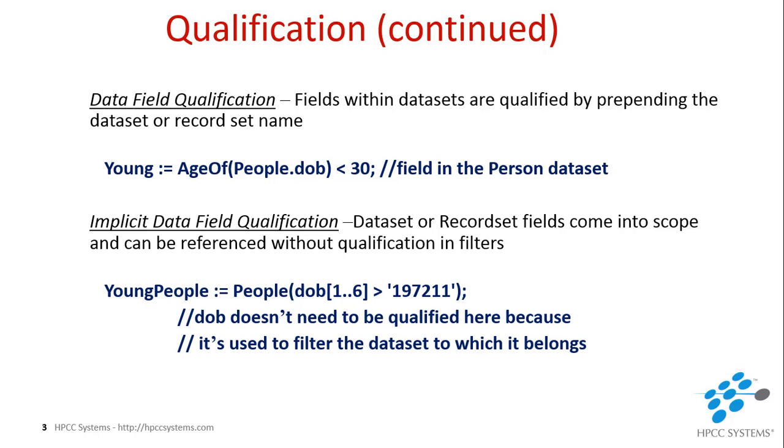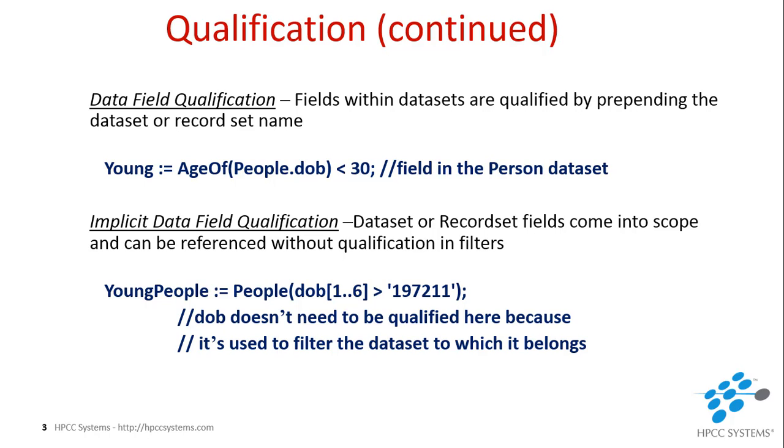Now, in addition to definition qualification, another important qualification in ECL involves the scope of your actual data. The data field qualification shows you that fields within data sets are qualified by prepending the dataset or record set name. For example, this definition called young is calling an ECL function, age of, and passing a parameter called date of birth. Well, this function age of, used in this context and scope, has no idea where the date of birth is located, so we must fully qualify it with the record set name, and in this example we're using people.